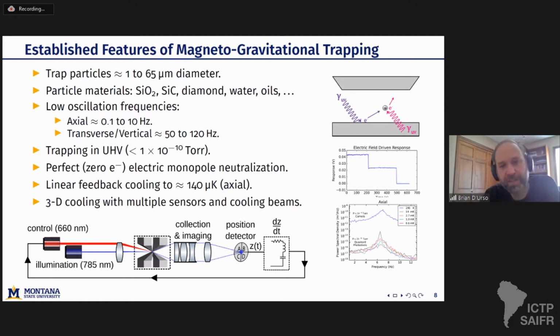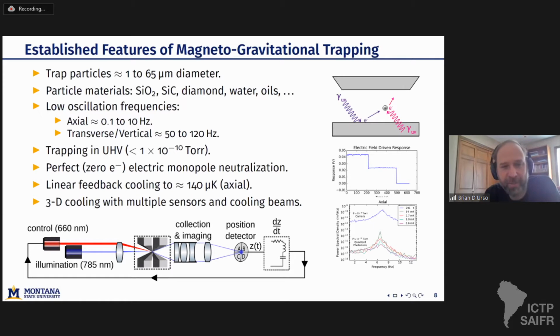The other 2 directions, which we call the transverse direction and the vertical direction, vertical is up and down relative to Earth's gravity. The oscillation frequencies typically range from about 50 to 120 hertz. Unfortunately, sometimes landing right on top of 60 hertz, which in the US here is our power line frequency. But that's a typical range for them.